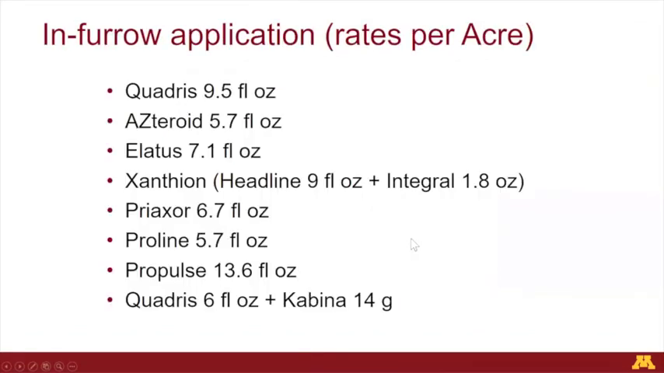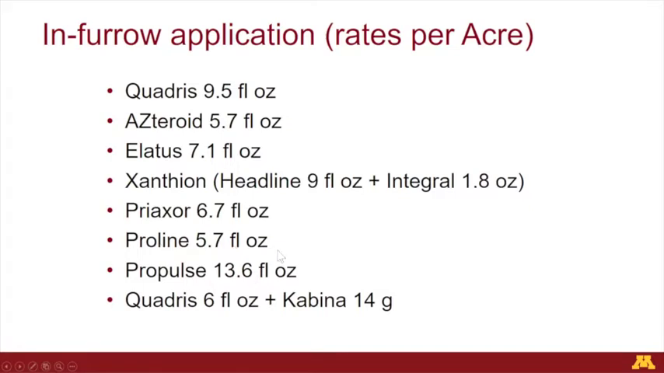So some of the fungicides we used in 2020: Quadris at a half fluid ounce rate, and Asteroid, which is very equivalent to the Quadris rate, and Elatus, which is a combination of Quadris and an SDHI fungicide. It got a supplemental label in January 2021, so you could actually use it for 2021. And Xanthion is a combination of Headline and a biological, and Priaxor is a combination of Headline and an SDHI.